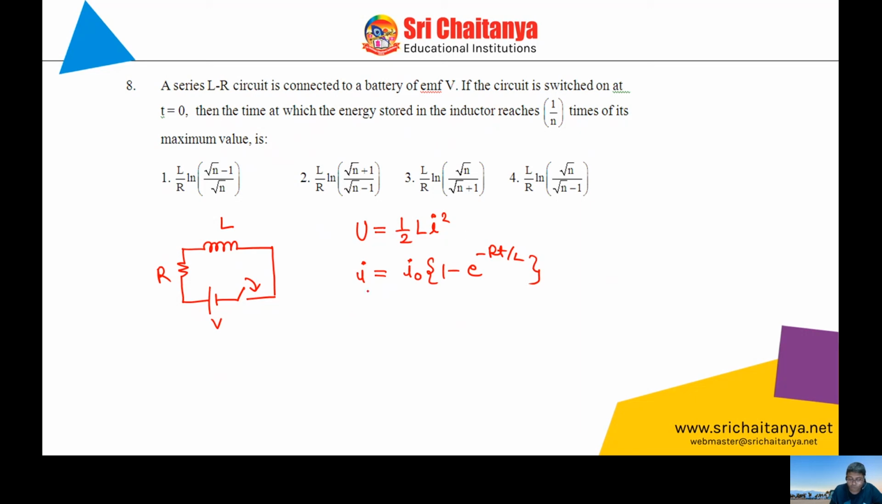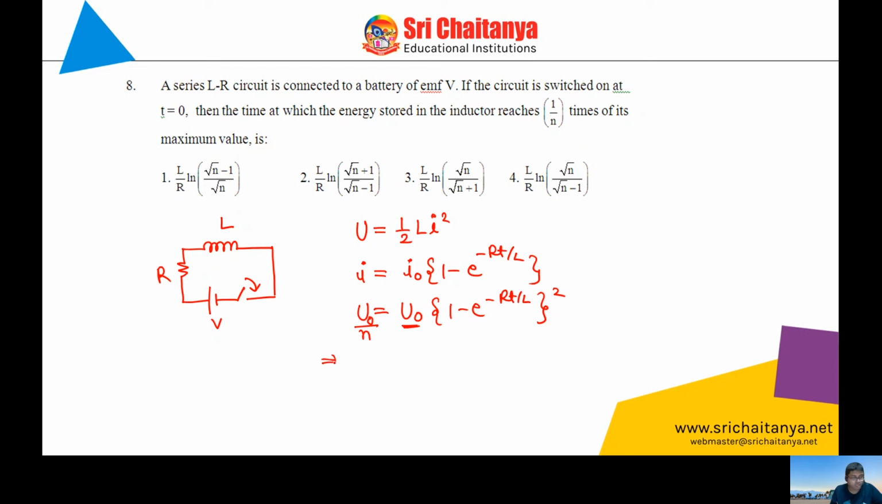So for U, you can have an expression like U is equal to U naught into (1 minus e to the power minus RT by L) squared. And the energy we want to be 1/nth times its maximum value. The maximum value is definitely U naught, so 1/nth of that would simply be U naught upon N.